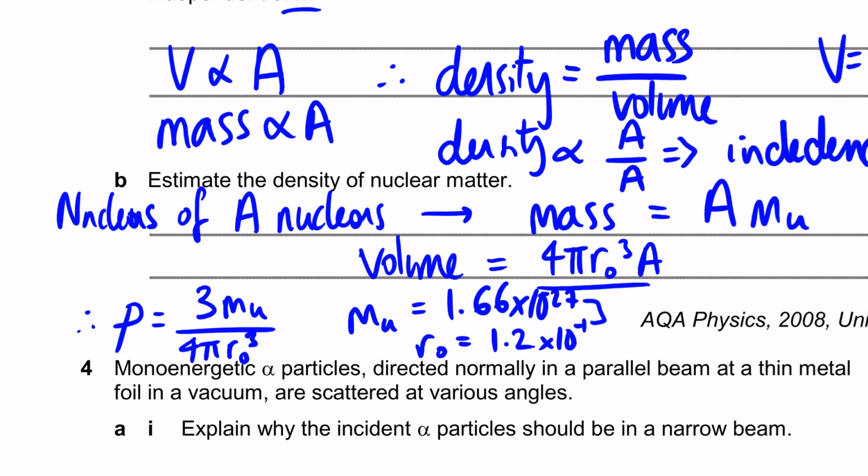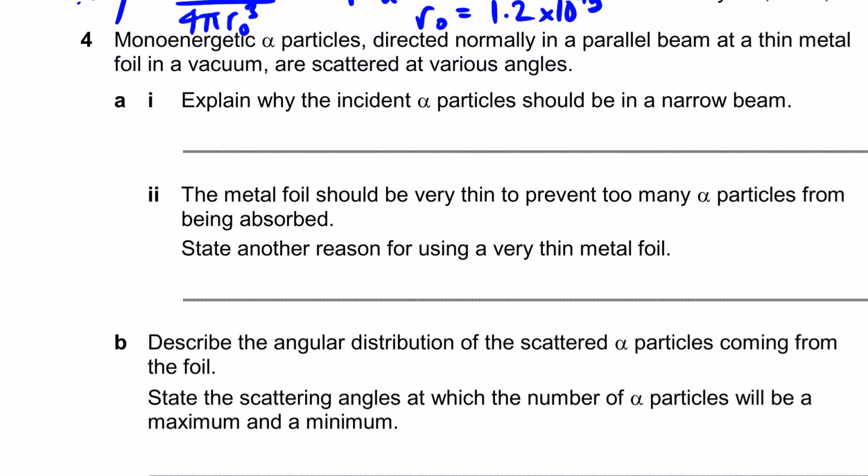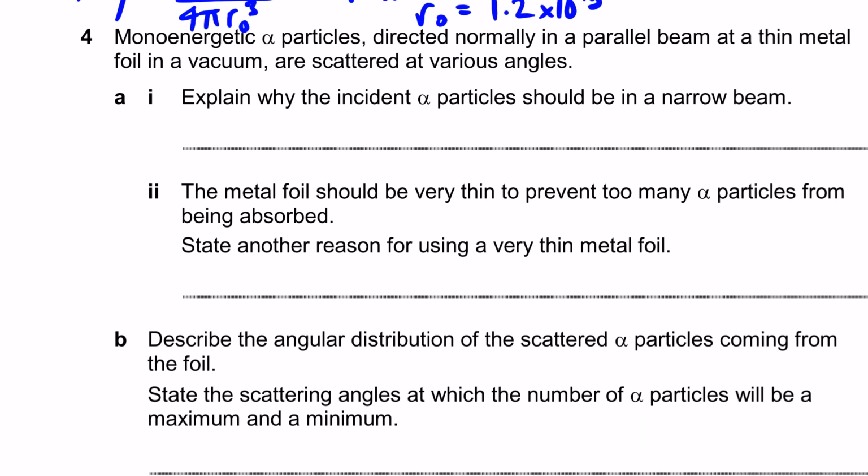Sorry, times 10 to the minus 15, not nanometers. Plug all those numbers in and we get a density of 2.3 times 10 to the 17 kilograms per meter cubed, so incredibly dense. Okay. So now we're talking about alpha particles directed at a thin metal foil. Similar to the Rutherford experiment, not quite.